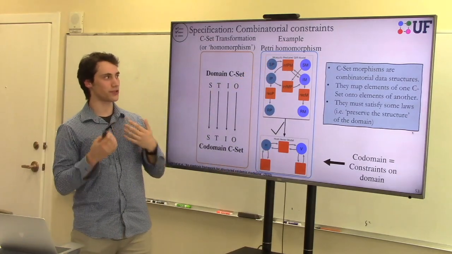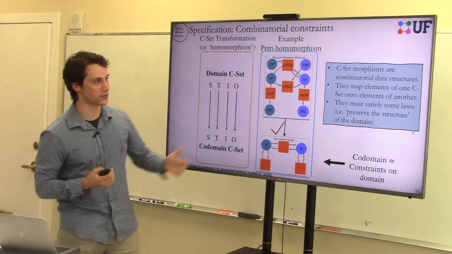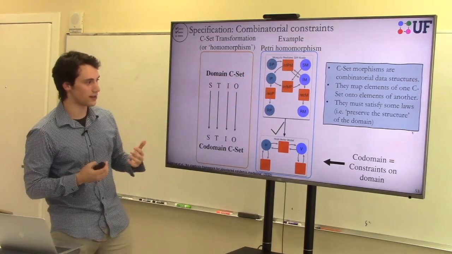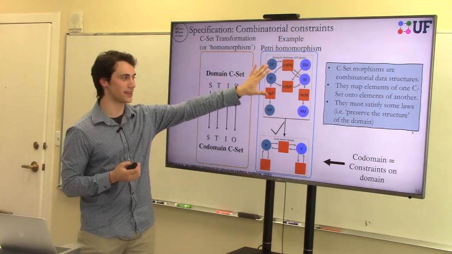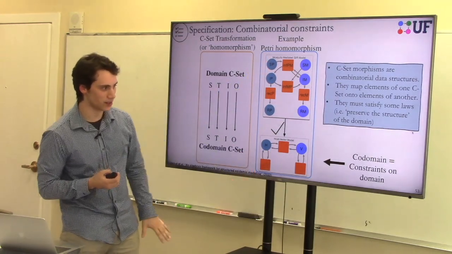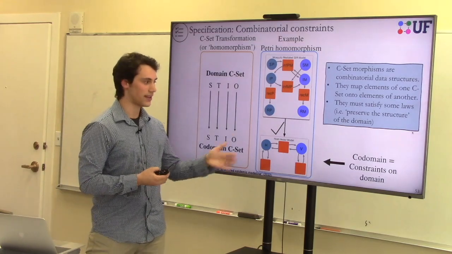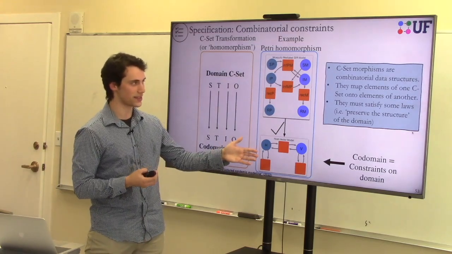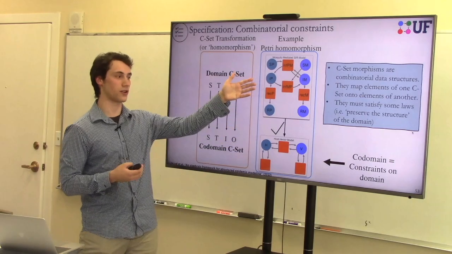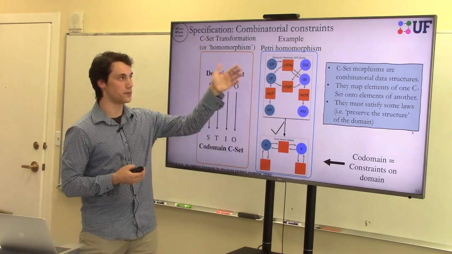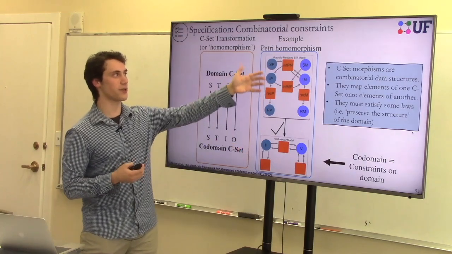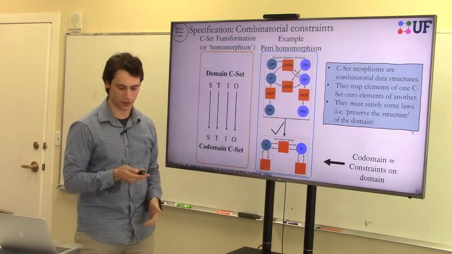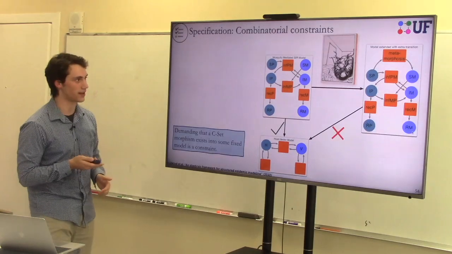You essentially need to preserve the structure in some way that could be made precise. And if you do that, you have a valid cset transformation. So you can't just randomly assign things here to things over there. And because of that, our codomain, in some sense, is a constraint on our domain. To be able to map into this in a continuous way, it somehow restricts the possibilities of things that we can have up here. And so let me show an example of that.